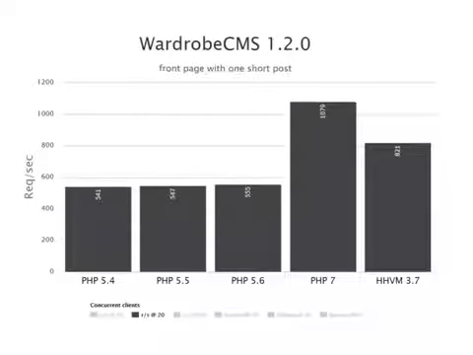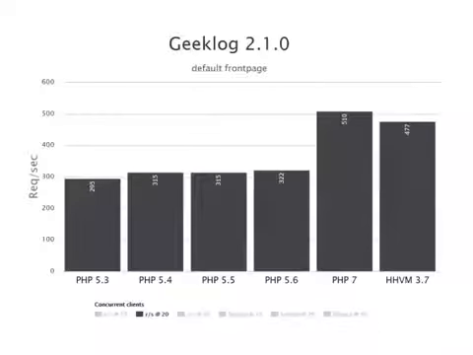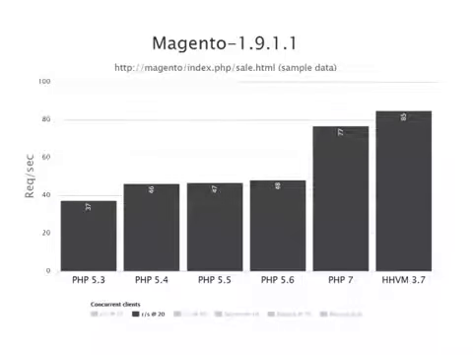CMS system, Wardrobe CMS. This is a Laravel application. So if you're using a Laravel framework, this is a good indicator of the speed increase that you might see on your application. And you can see it's basically 2x going to PHP 7. HHVM doesn't run this one very fast, actually. Geeklog, another random application I downloaded just to see if it would work perfectly, much faster.